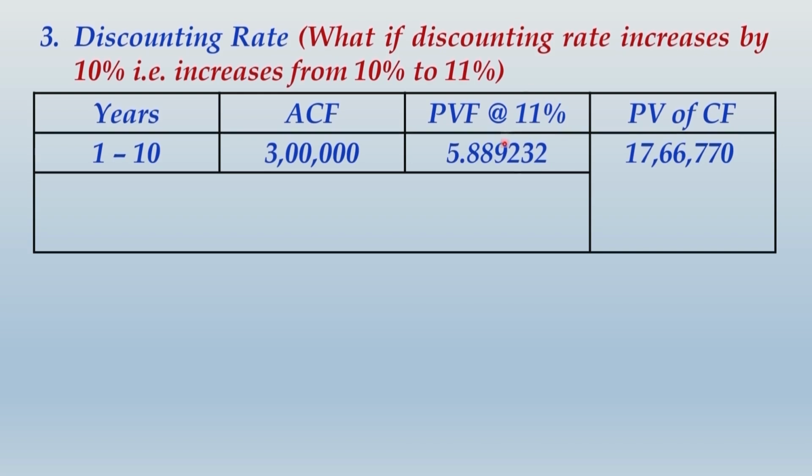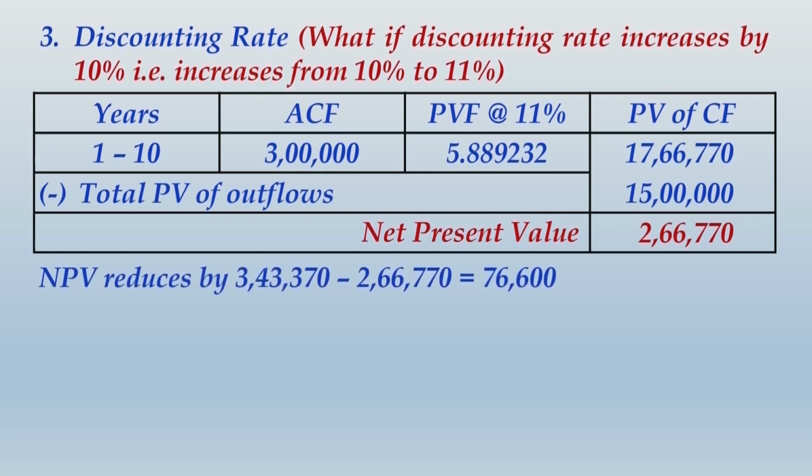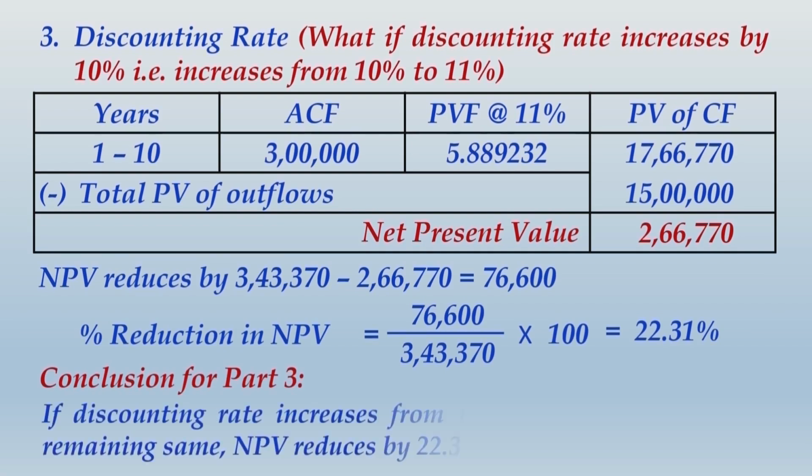And you know one thing, when the discounting rate increases, the present value will decline. That means definitely we can expect some reduction in NPV, and the revised NPV is 2,66,770. NPV reduces by 76,600. So the percentage reduction in NPV comes to 22.31%. Conclusion for part 3 will be, if discounting rate increases from 10% to 11%, other things remaining same, NPV reduces by 22.31%. So please write up this as well and then I take you ahead.